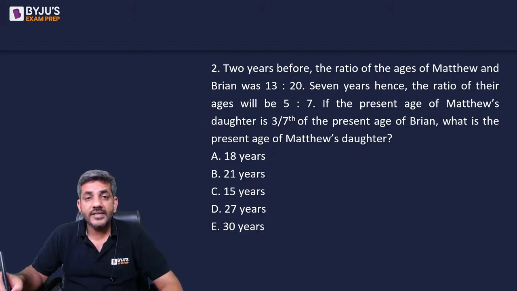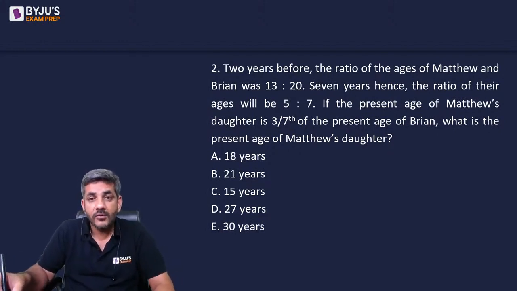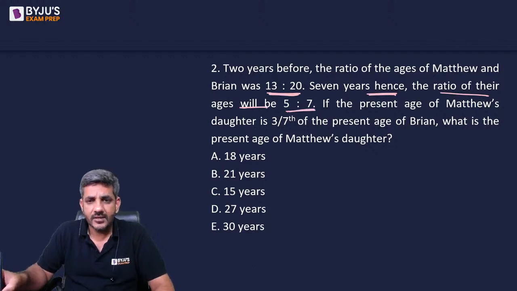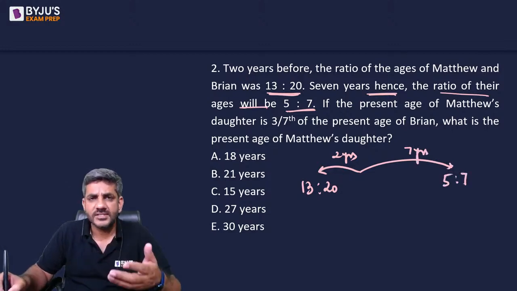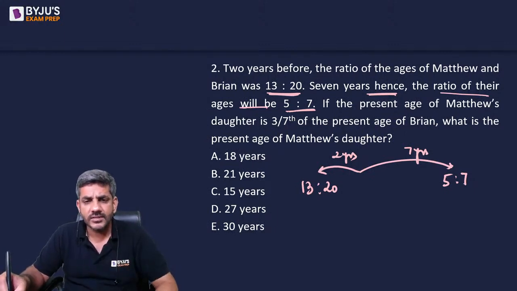It says 2 years before, the ratio of the ages of Matthew and Brian was 13 is to 20, and 7 years hence the ratio of their ages will be 5 is to 7. So 2 years ago the ratio was 13 is to 20, and 7 years hence he says the ratio will be 5 is to 7. Though, of course, these questions can be done easily by taking some variables. Let me tell you the general method of doing this first.